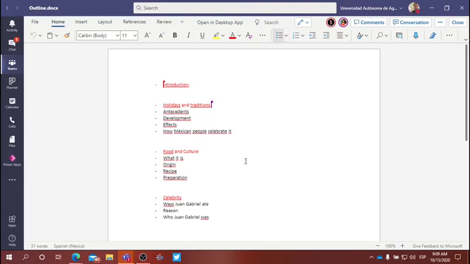So here we have holidays and traditions. I don't think you need a heading called holidays and traditions. You can state the holiday that you're going to talk about. So, for example, which holiday are you choosing? Independence Day. Okay. So I would put Independence Day as the heading instead of holidays and traditions.